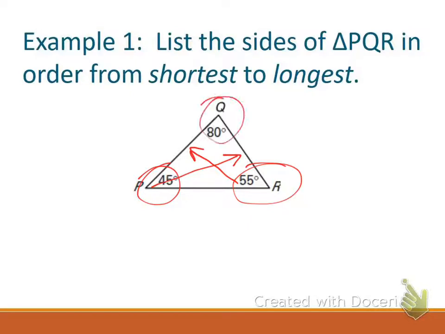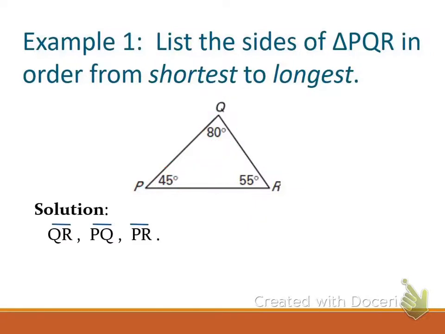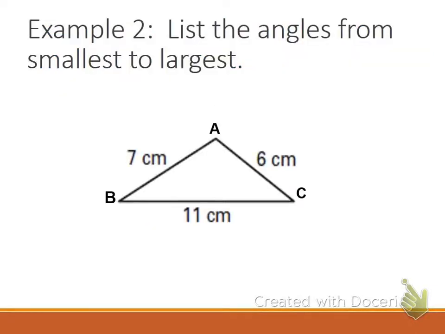And then the biggest angle is angle Q. That means the longest side is going to be PR. So that's how we would rank these. It goes QR, PQ, and PR. And that's why, right?